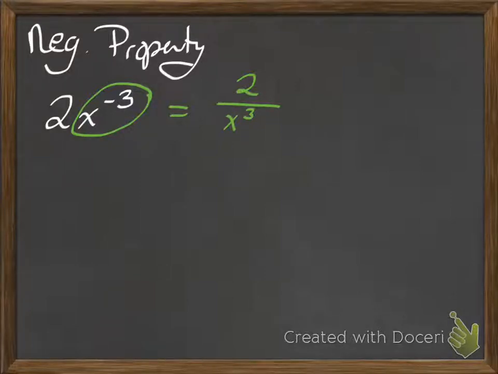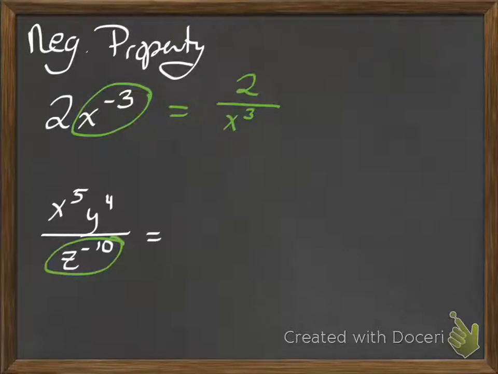So if I had x to the 5th, y to the 4th, divided by z to the negative 10th, the only thing that moves places is going to be that z. On the top, are we supposed to change it from negative to positive? Yes. And so you'd end up with x to the 5th, y to the 4th, z to the 10th.